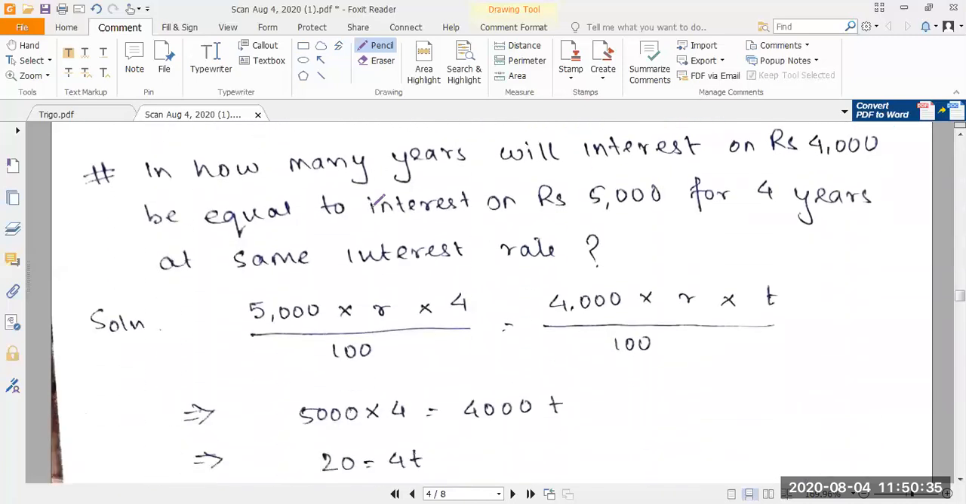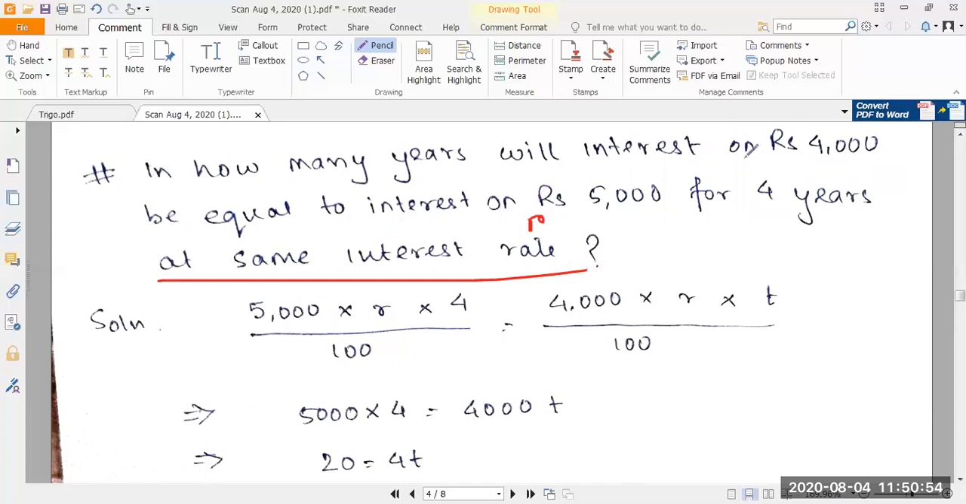Next sum is, in how many years will interest on rupees 4,000 be equal to interest on rupees 5,000 for 4 years at the same interest rate? So again, they have given at the same interest rate. So we take that same interest rate to be, let's say, R, and we divide this sum into two parts.